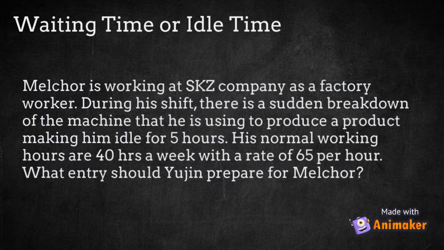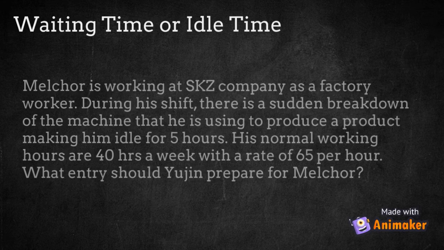For idle time, Melchor is working at SKZ Company as a factory worker. During his shift, there is a sudden breakdown of the machine that he is using to produce a product, making him idle for 5 hours. His normal working hours are 40 hours a week, with a rate of 65 per hour. What entry should Eugene prepare for Melchor?